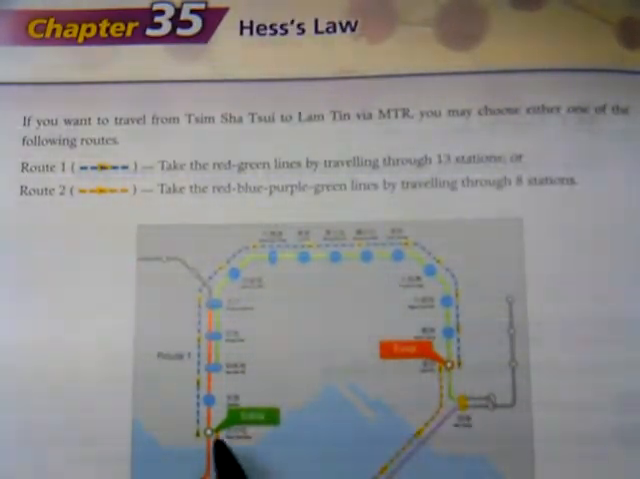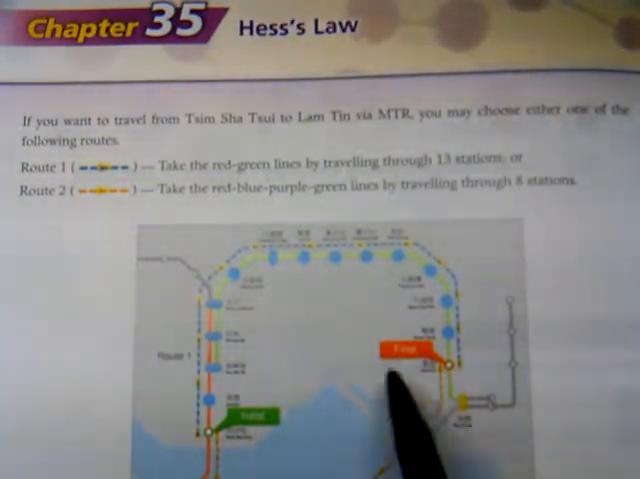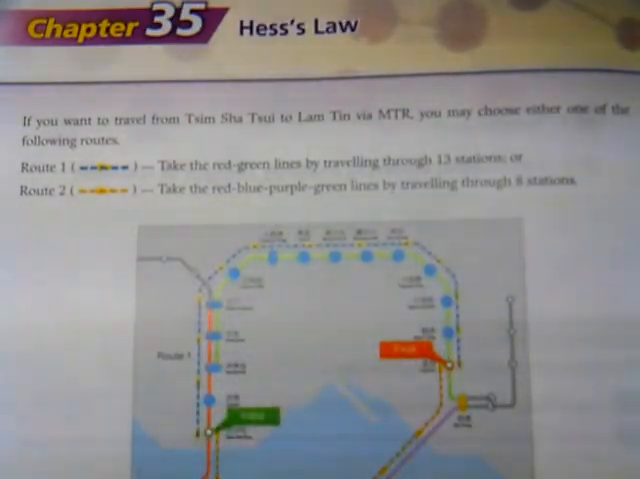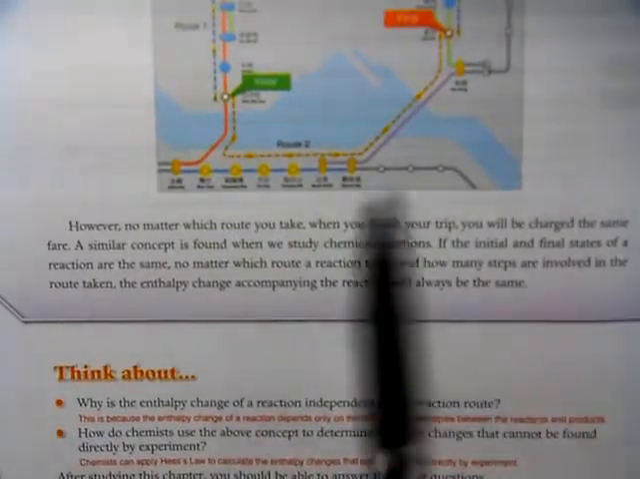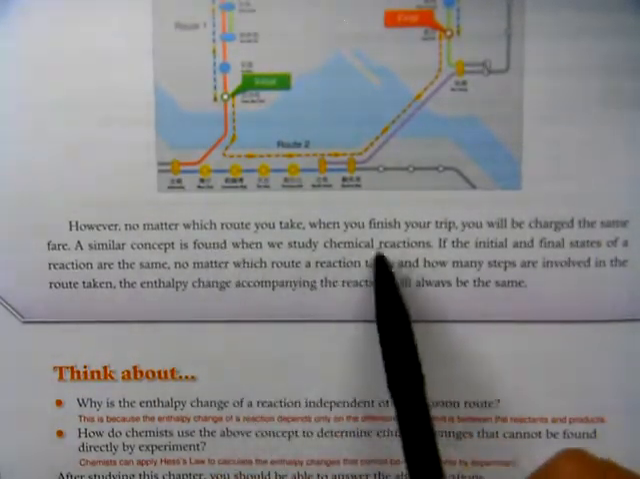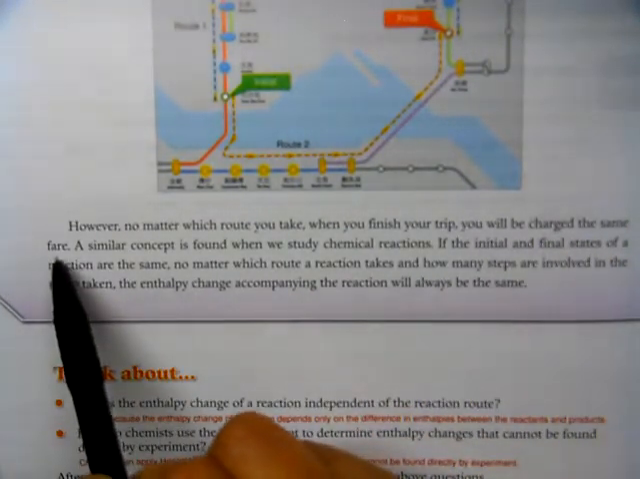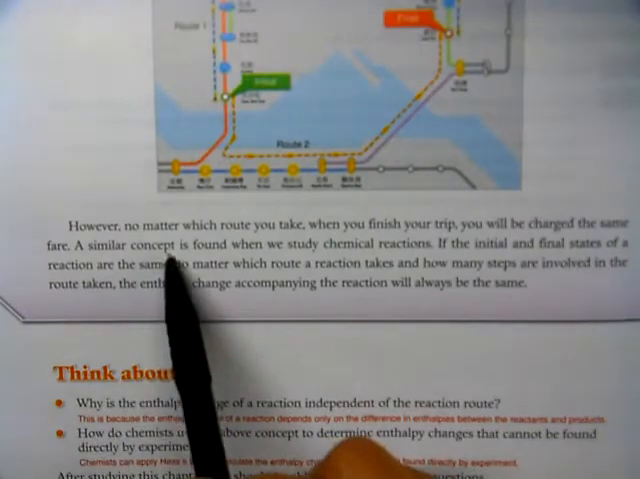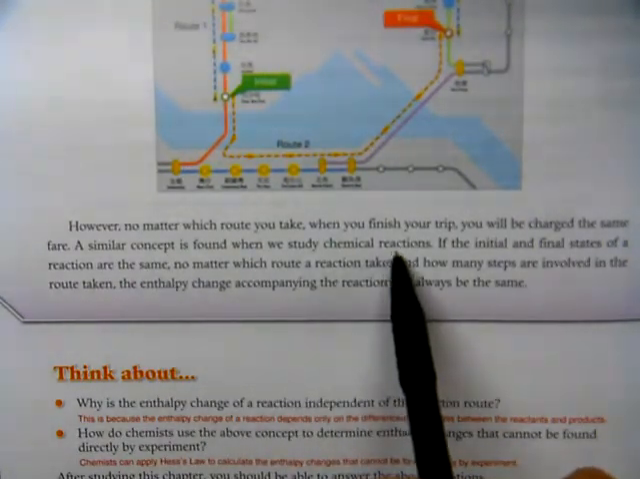Can you see that? There are 2 routes, but with the same starting point and the same final point, Route 1 and Route 2. No matter which route you take, when you finish your trip, you will be charged the same fare, okay? A similar concept is found when we study chemical reactions.